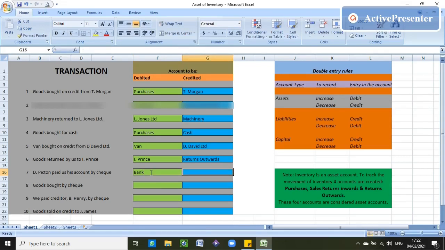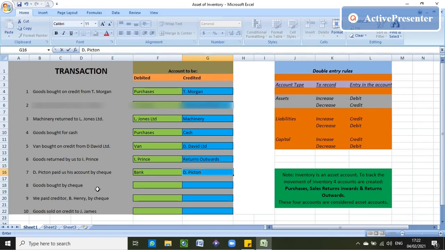What will we credit? Credit D. Picton. Why will we credit D. Picton? Because this is a customer, falls under the category of assets. So D. Picton owes us less. We show a decrease by doing a credit entry.